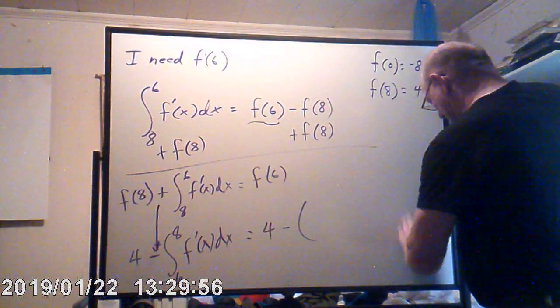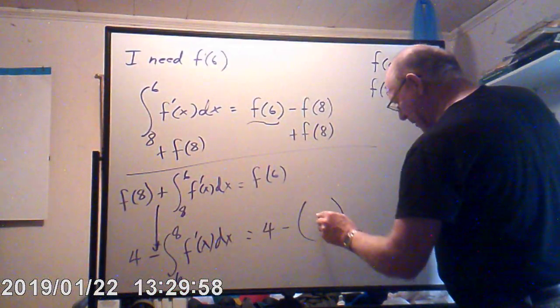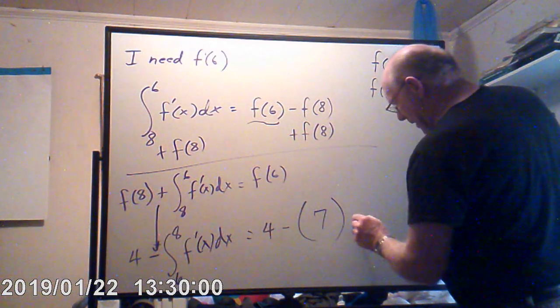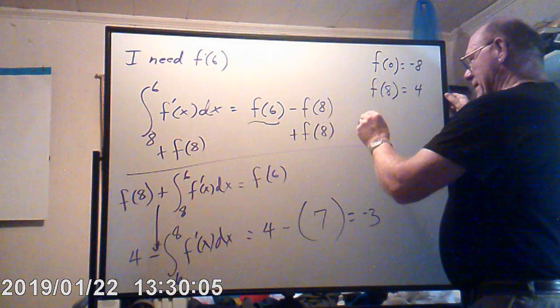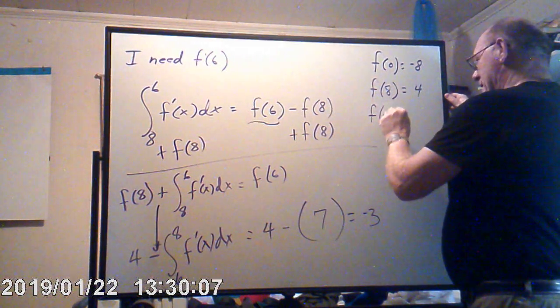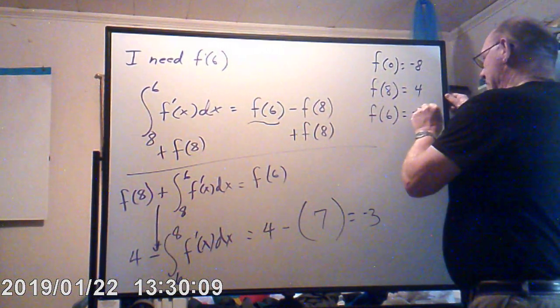Alright, it's not so big as it was in the last problem. So 4 minus 7 is negative 3. So now f at 6 is equal to negative 3.